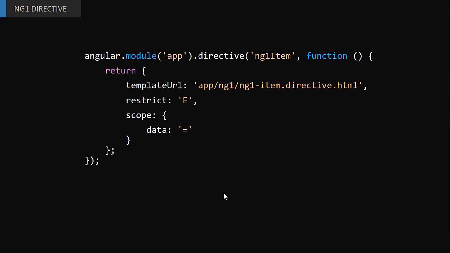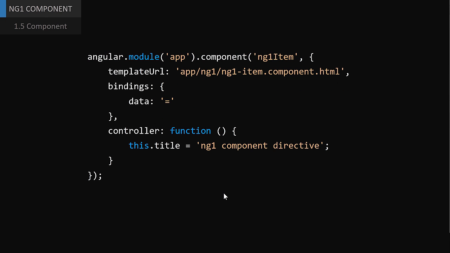Now, this is kind of familiar to the components that we saw. So directives are a little bit easier to prepare and also upgrade to Angular 2. So if we took this and moved it into a component, you'll notice that we still have the template URL. Bindings is now what we have in order to bring the inputs in, instead of scope. And here we just have your basic controller. So this is an Angular 1.5 component, prepared and ready to go into Angular 2.